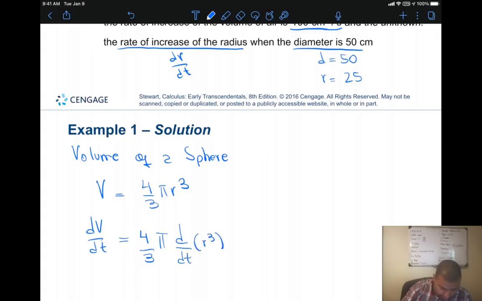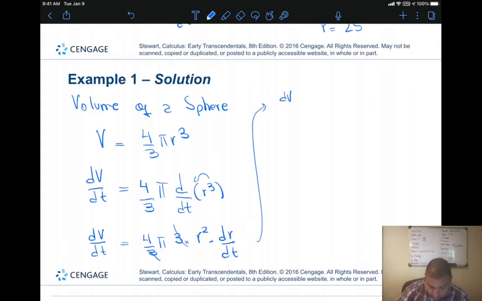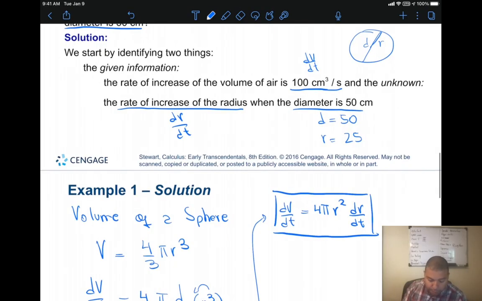So you go by the chain rule, that equals 4/3 of pi. Power rule first, 3 times r squared dr/dt. Cancel the 3's. So you end up with dV/dt equal to 4 pi r squared dr/dt. So this is half the problem. The end now is just plugging in the known quantities to find what this is.